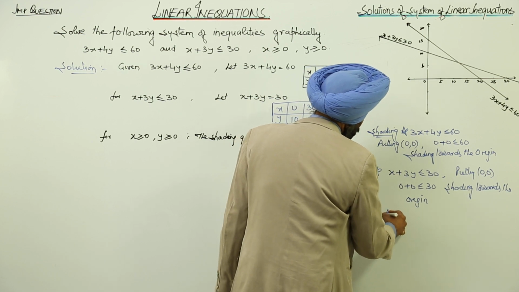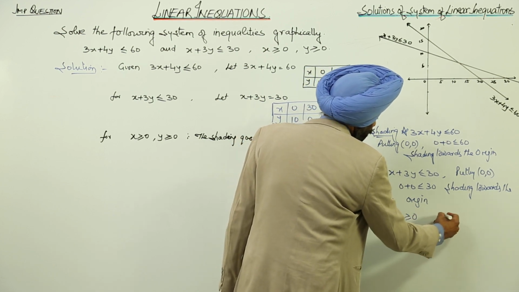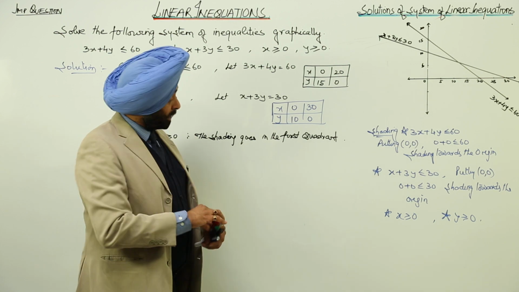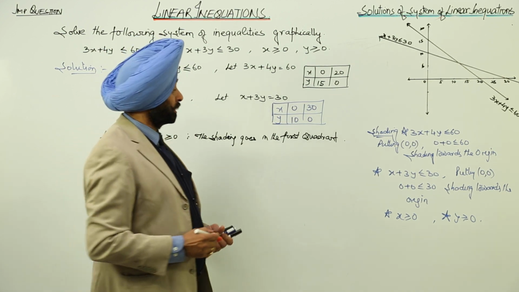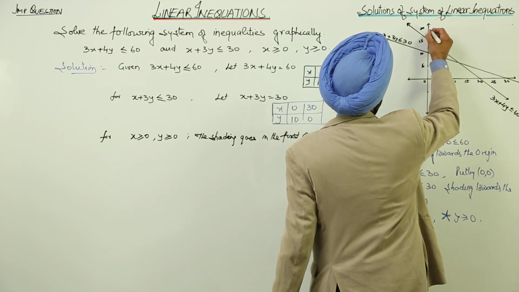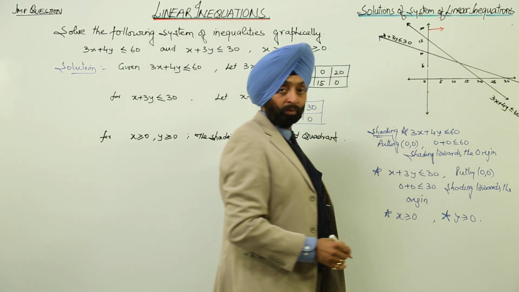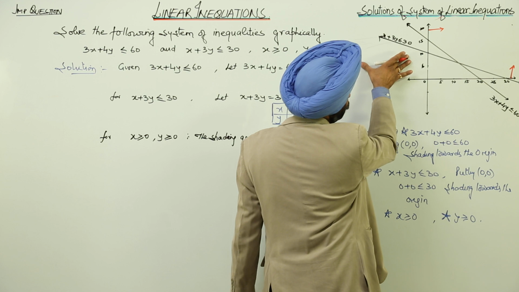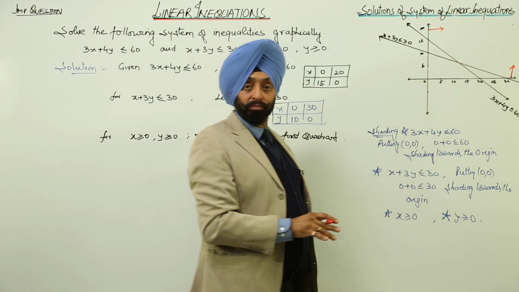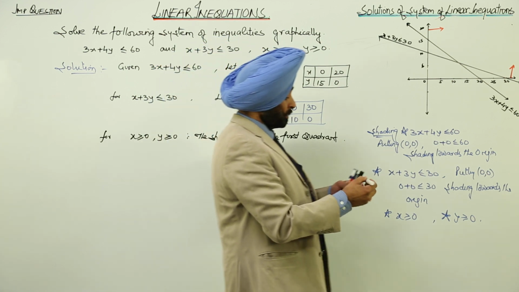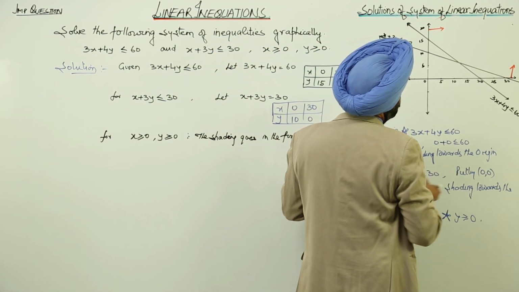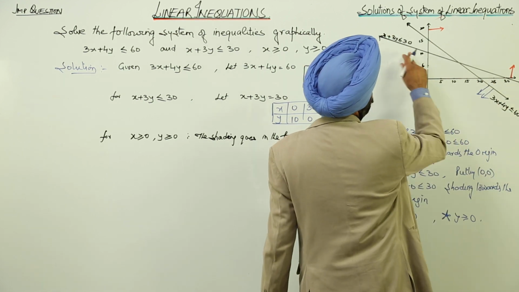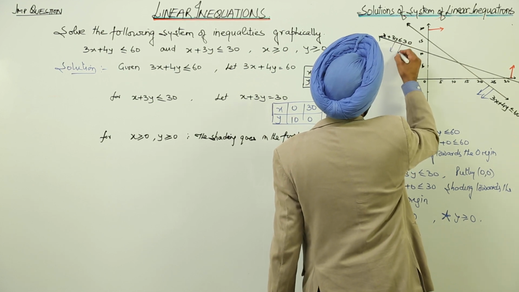Second equation, third x is greater than or equal to 0 and fourth y is greater than or equal to 0. Now I have already mentioned that x and y when greater than or equal to 0, it is in the first quadrant. Now x greater than or equal to 0, it means we are going to shade towards this side. Y greater than or equal to 0, we are going to shade towards this side. Now we are not going for this part, and for this part. Is it clear? Now for the lines, for the first line 3x plus 4y, shading is downwards, and for this line shading is again towards the origin.